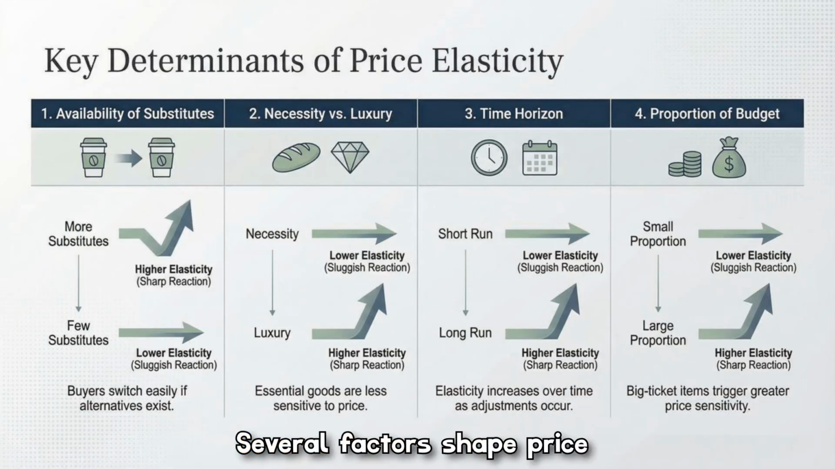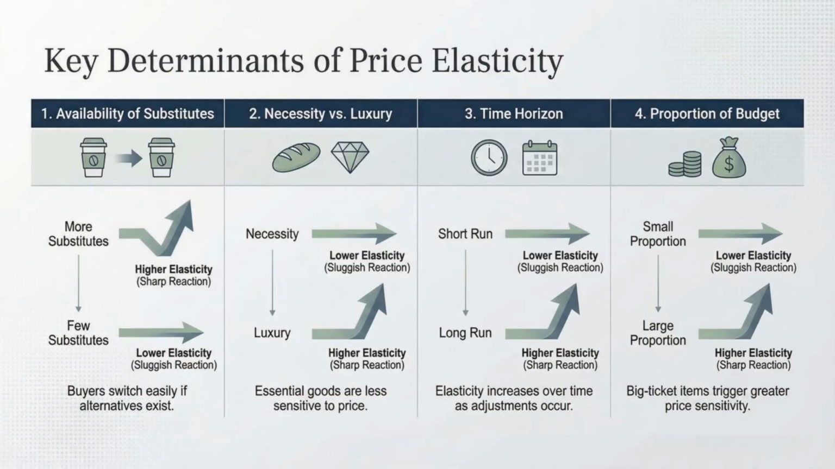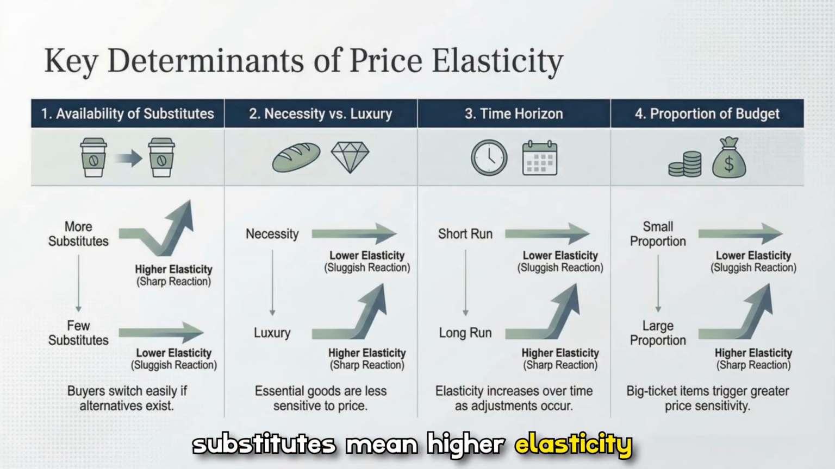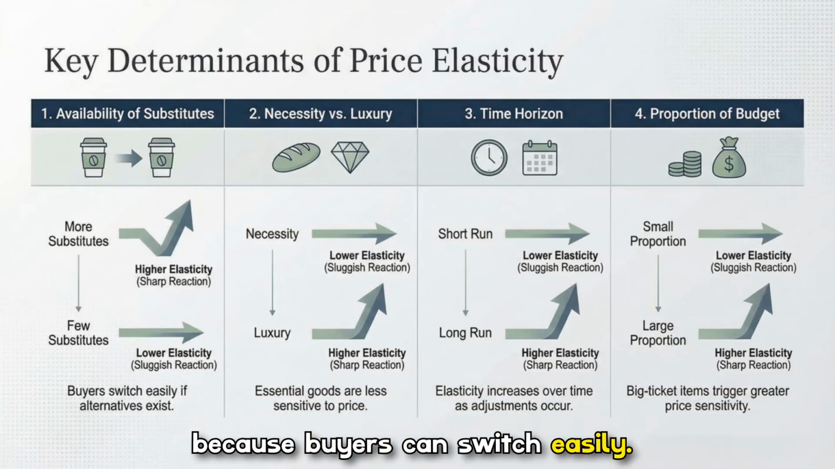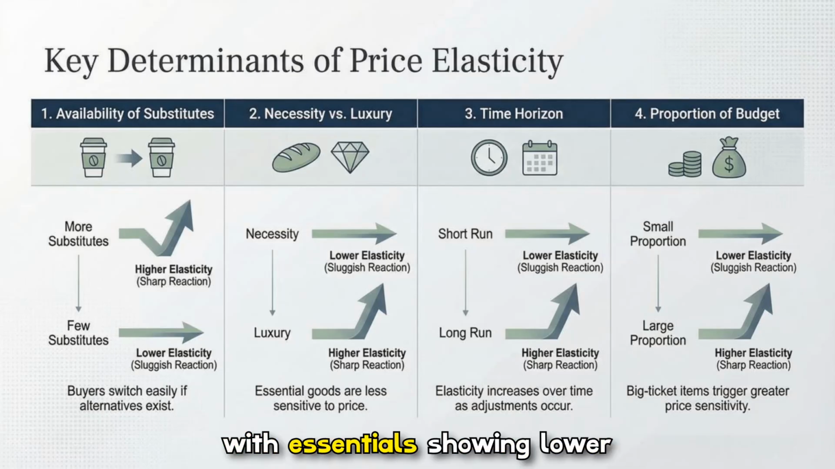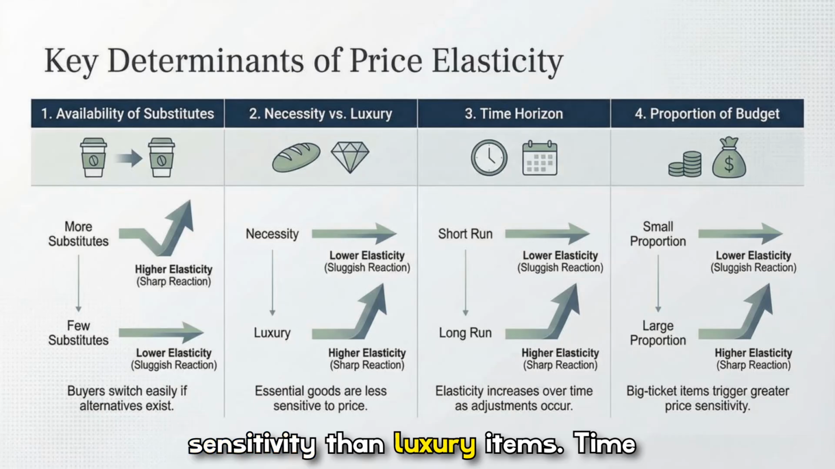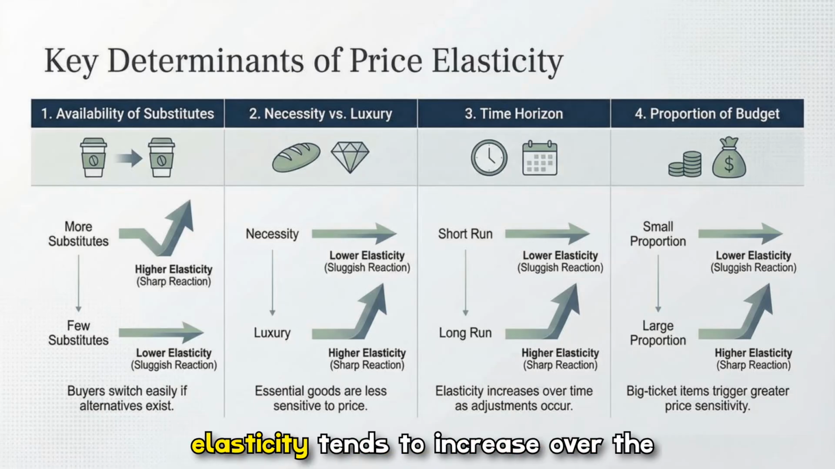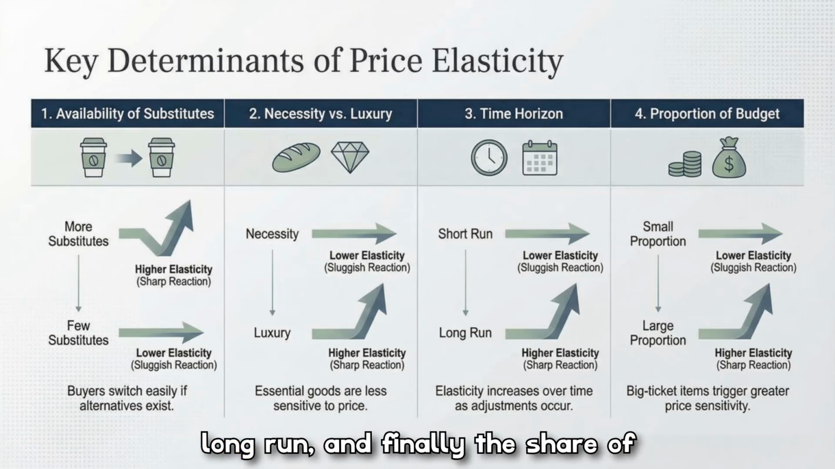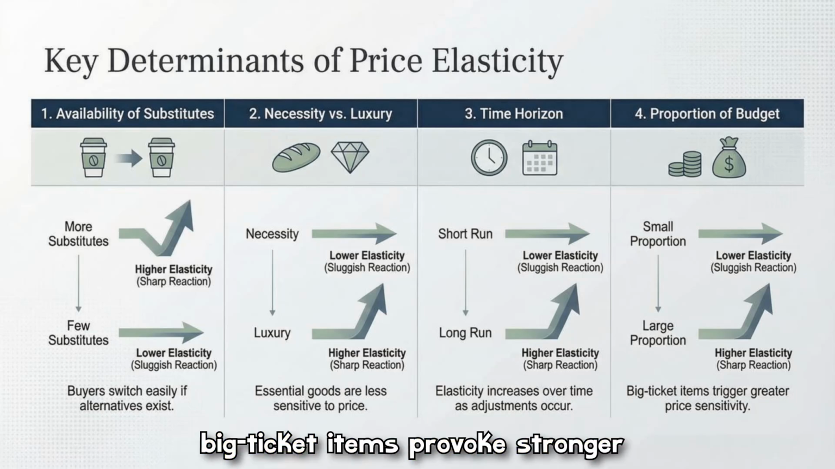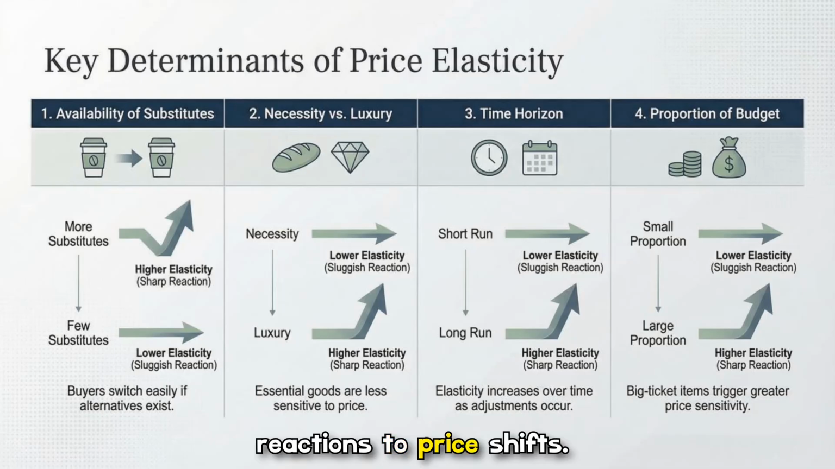Several factors shape price elasticity, starting with the availability of substitutes. More substitutes mean higher elasticity, because buyers can switch easily. Necessity versus luxury matters too, with essentials showing lower sensitivity than luxury items. Time horizon influences responsiveness as elasticity tends to increase over the long run. And finally, the share of the buyer's budget matters because big-ticket items provoke stronger reactions to price shifts.